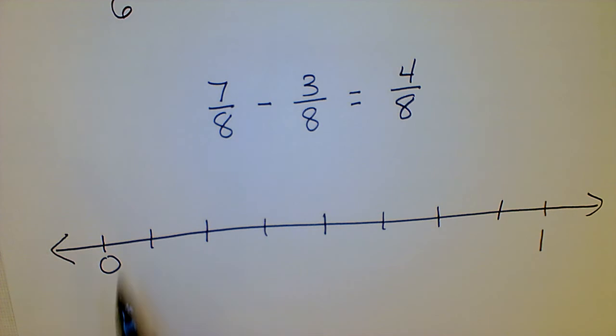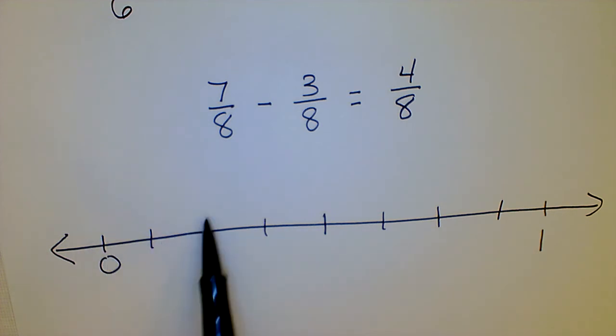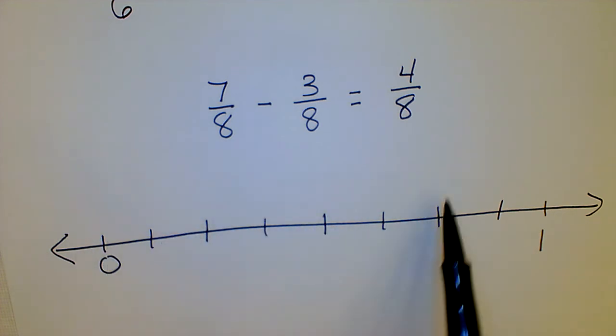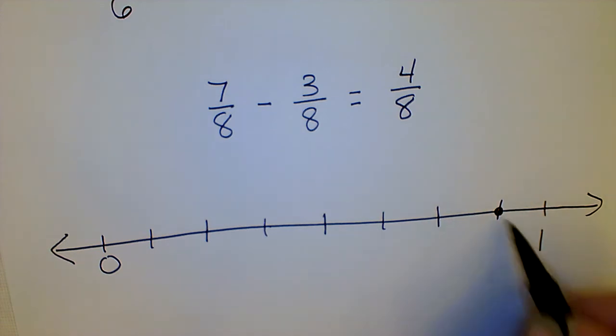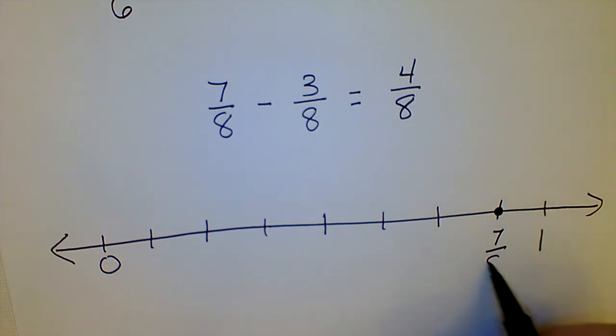Let's figure out where 7/8 would fall. And let's double check and make sure we have eighths. 1, 2, 3, 4, 5, 6, 7, 8. Yep, we are good. So let's find 7/8. 1/8, 2/8, 3/8, 4/8, 5/8, 6/8, 7/8. So that's where 7/8 falls.